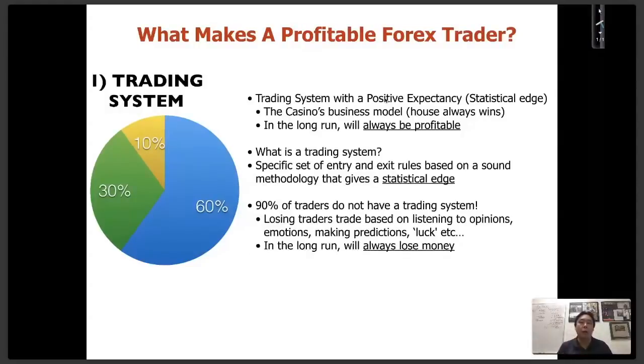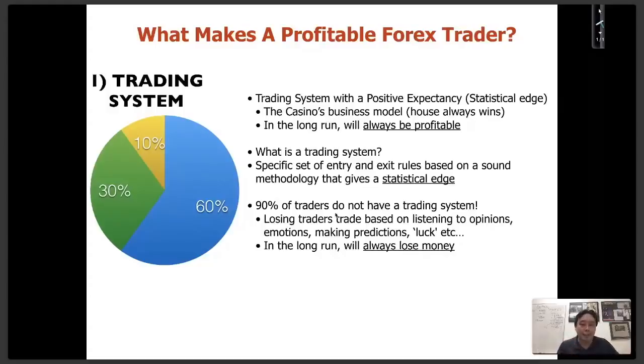So again, what's a trading system? A trading system is one where you have a specific set of entry and exit rules that are objective, based on a sound methodology that gives you a statistical edge. So in other words, whenever you enter and exit the Forex markets, it must be based on a method that has been proven statistically to give you that edge in the markets. And again, I'm going to remind you what creates that edge: to be right more than we're wrong, basically.